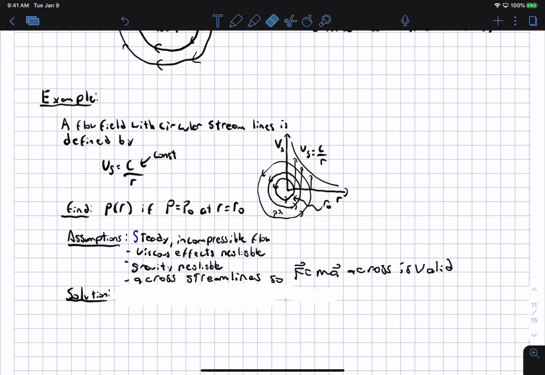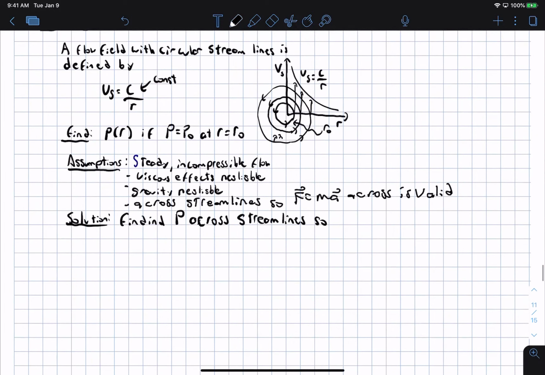So now for the solution. We are trying to find P across streamlines, so we can use our relation that we derived earlier. So we have P plus rho gz plus rho, the integral from some point 1 to some point 2 of Vs squared over R dn is equal to some constant.